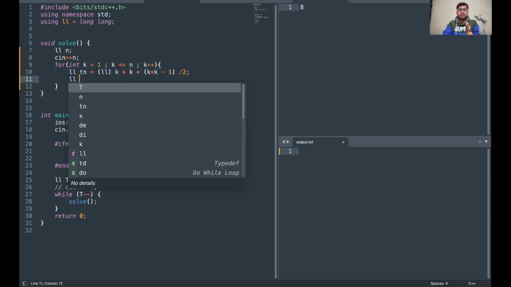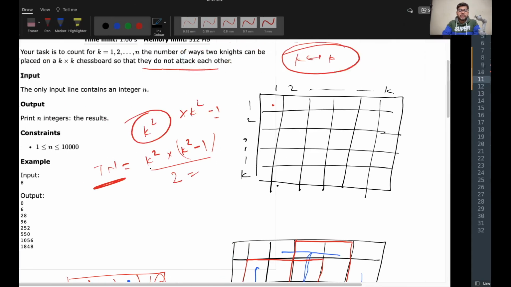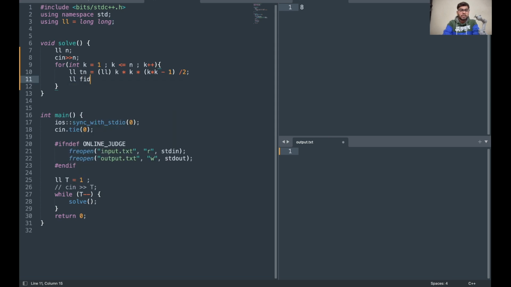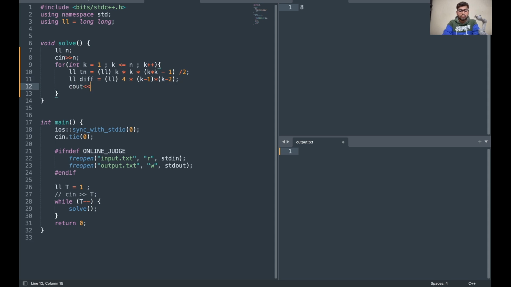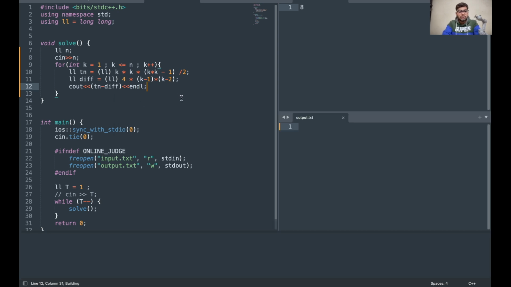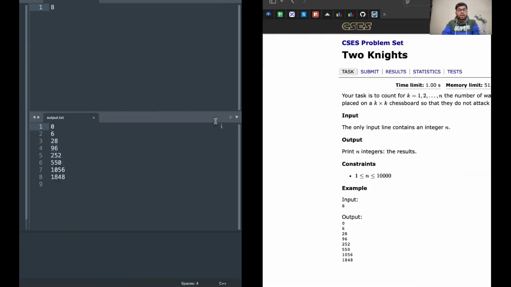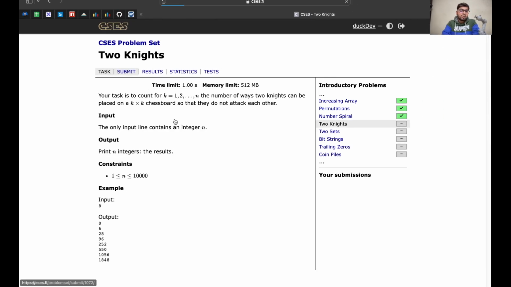And I have to calculate the total number of ways we can create a 2 by 3 and 3 by 2 matrix over the k by k matrix. So I am taking this as a diff variable, and 4 into k minus 1 into k minus 2. Okay, and I have to print this, tn minus df. Enter. Let's run my code. 0, 6, 28, 18, yeah, it is correct. So I have to submit my code.